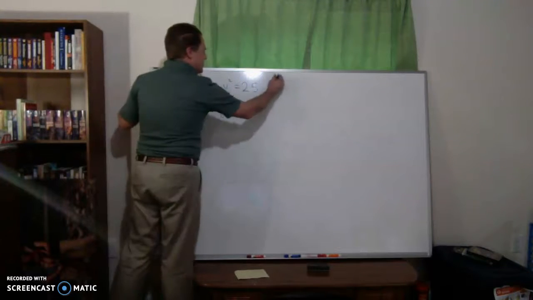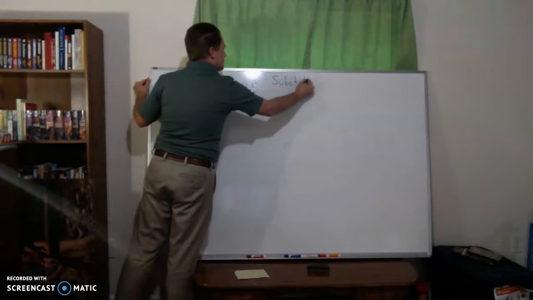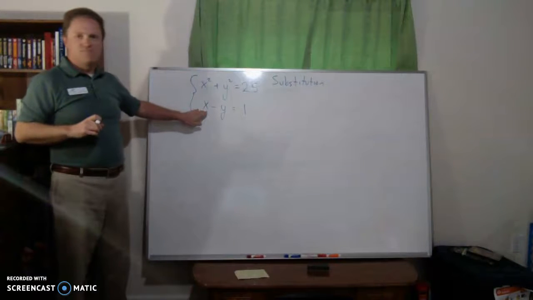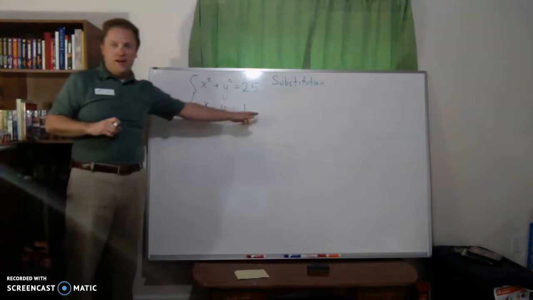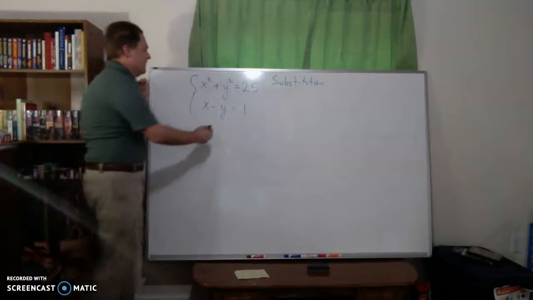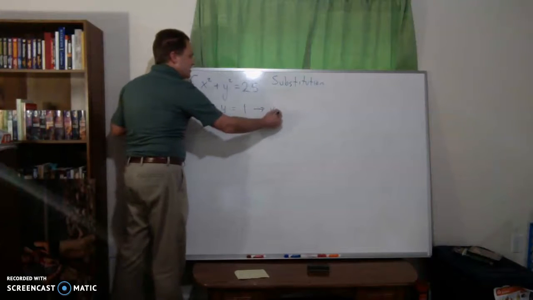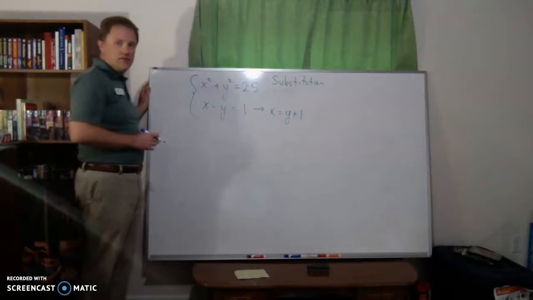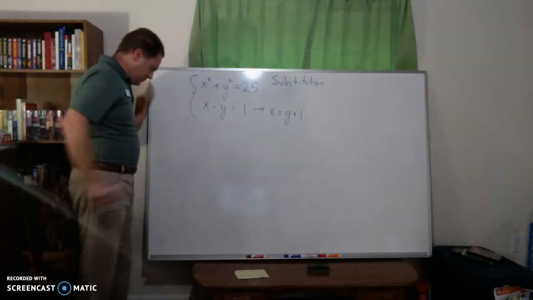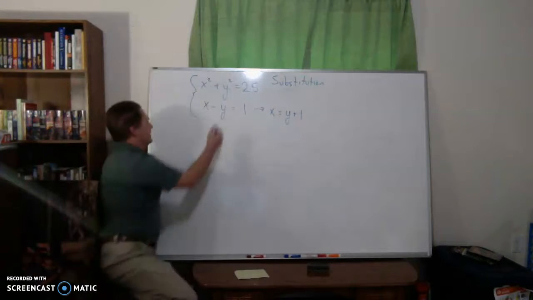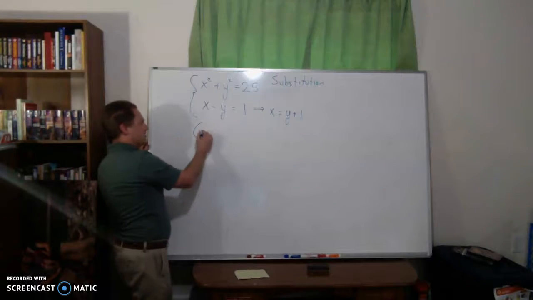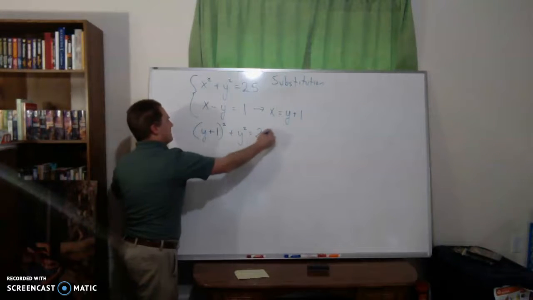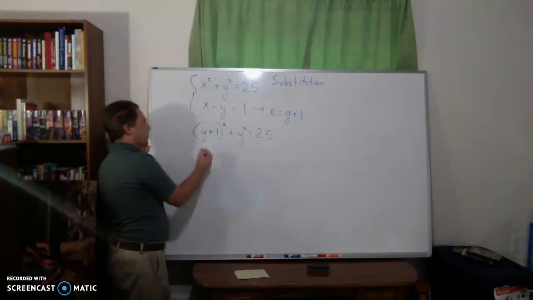So we'll go with substitution again. In my recommendation, that x will be really easy to solve for. I add the y over and we've got it. So this equation becomes x is equal to y plus 1. I can plug that in up here and have a new equation. So replace the x with y plus 1. Square this.